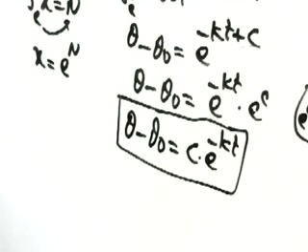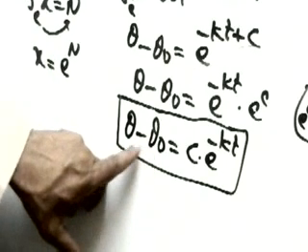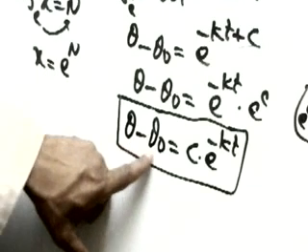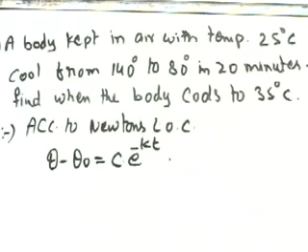Here, in the questions, I am not going to derive this every time. We are going to use this direct formula in the questions. What is the direct formula we can use? Theta minus theta naught equals C into e power minus kt. So let me do a few questions based on this formula.